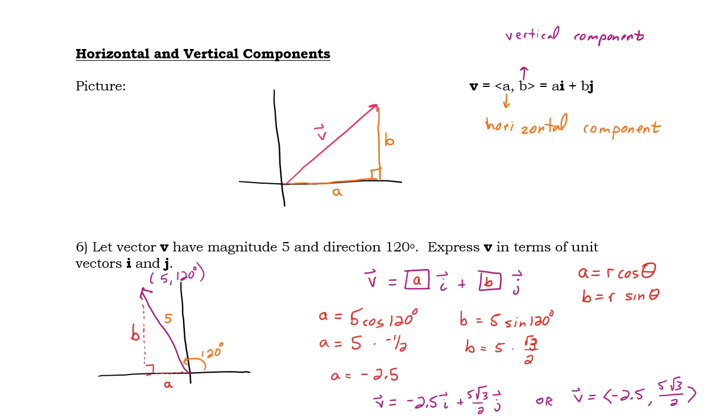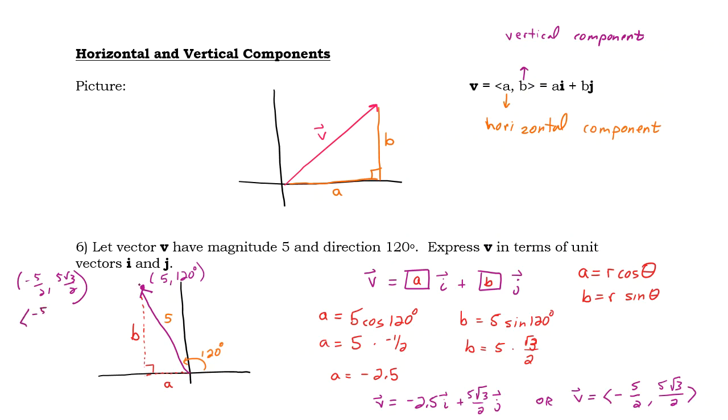2.5 is kind of bugging me because I got a fraction and a decimal. It doesn't matter. But doesn't this look a little bit better since I have a fraction with the other one? Now, this is a vector. I don't want you to have any issues with that. But if I did think of this point in the xy plane, the coordinates of this point would be (-5/2, 5 square root 3 over 2).